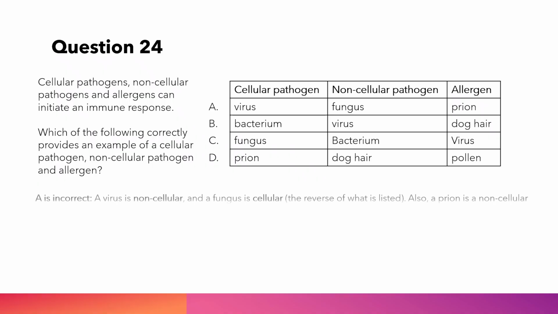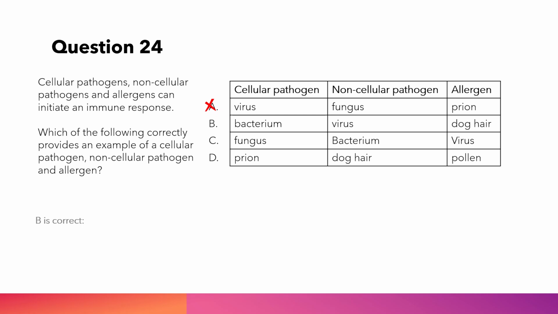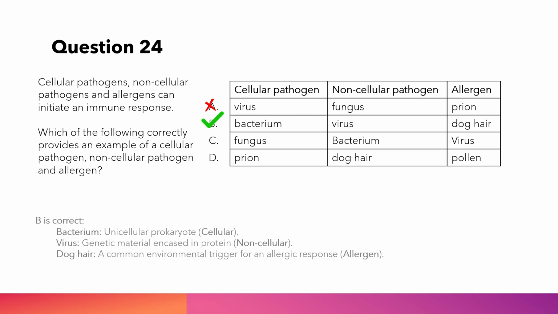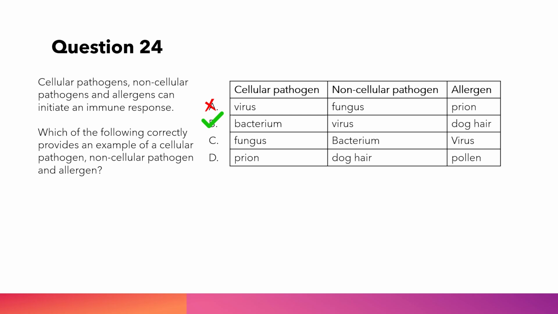A is incorrect. A virus is non-cellular, and a fungus is cellular, the reverse of what is listed. Also, a prion is a non-cellular pathogen, not typically classified as a common allergen. B is correct. Bacterium, unicellular prokaryote, cellular. Virus, genetic material encased in protein, non-cellular. Dog hair, a common environmental trigger for an allergic response, allergen.